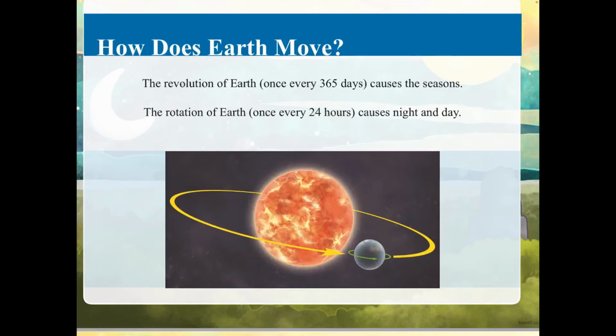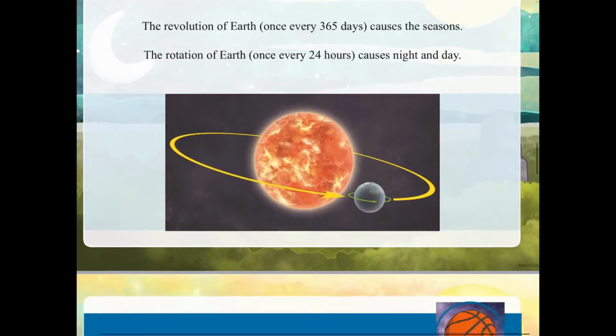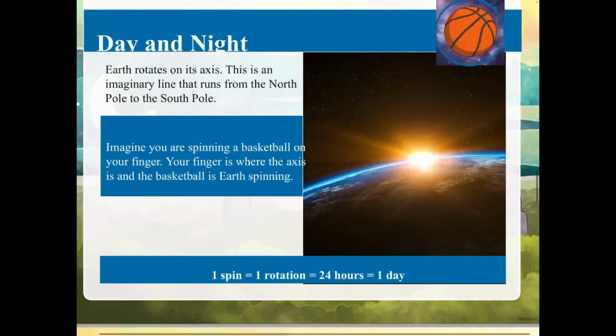So I wonder if you're thinking now what's in your pack that might help you show this. So the earth rotates on its axis. This is an imaginary line that runs from the North Pole to the South Pole. Imagine you're spinning a basketball on your finger. Your finger is where the axis is, and the basketball is earth spinning. So one spin is one rotation, which is 24 hours, which is one day.